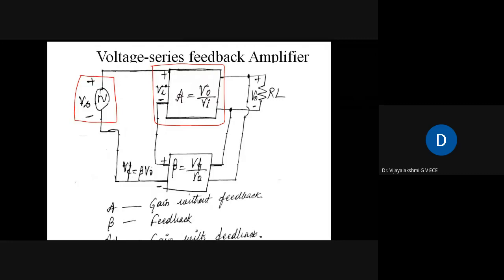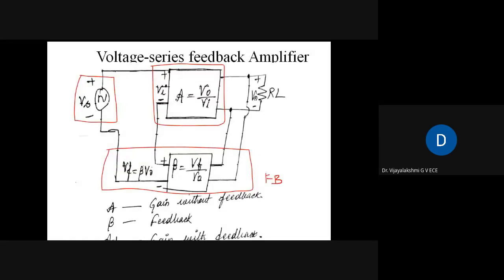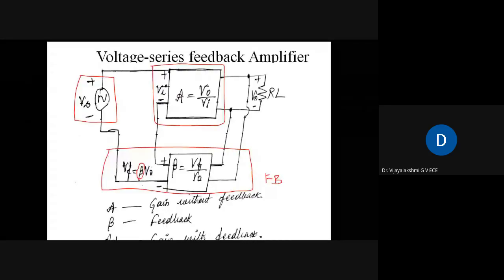And this part refers to the feedback part. The feedback element is denoted by beta. So beta indicates the feedback, that is, when you are taking a part of the output signal, what part of the output signal you are taking and feeding back. So it is beta. So this circuit is a voltage series feedback amplifier.